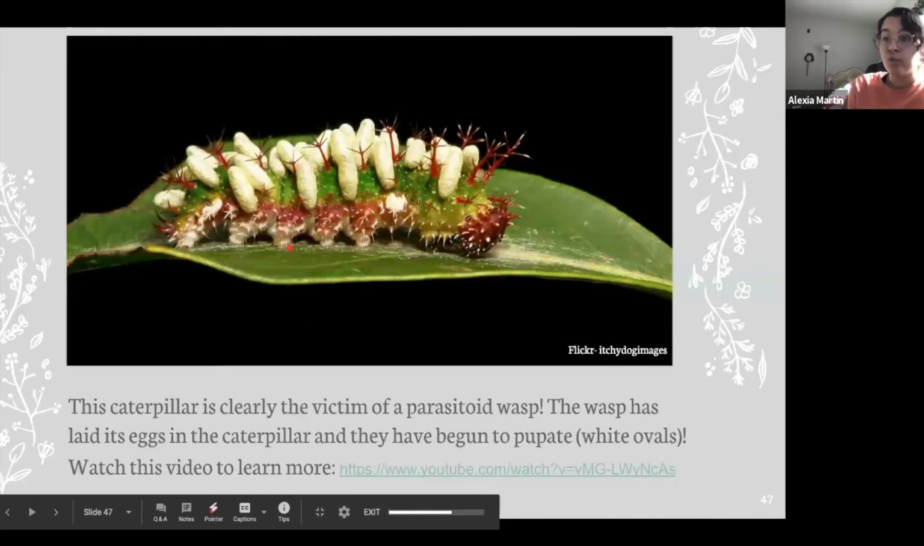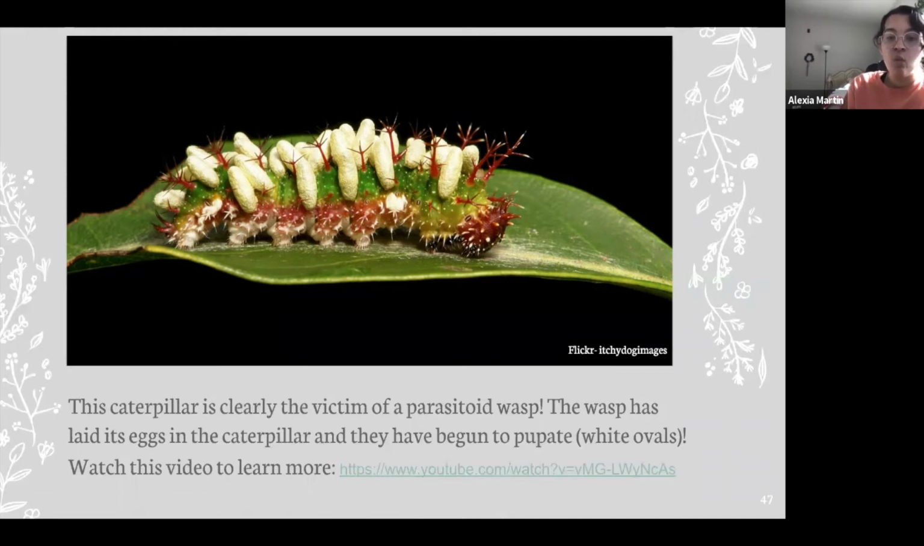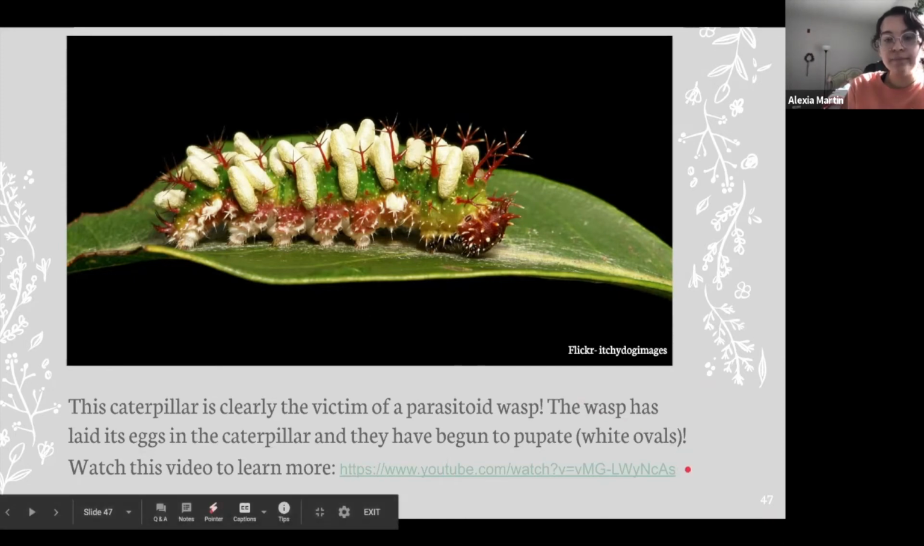And here's another really cool picture. This shows a caterpillar that has been clearly the victim of a parasitoid wasp. The wasp has laid its eggs inside this caterpillar. They've hatched, they've become larvae, they've broken out and clearly developed into pupa. So all of these white little rice-looking things, those are all pupa. And if you want to learn more about this phenomenon, which is really, really cool, you can watch this YouTube video right here.